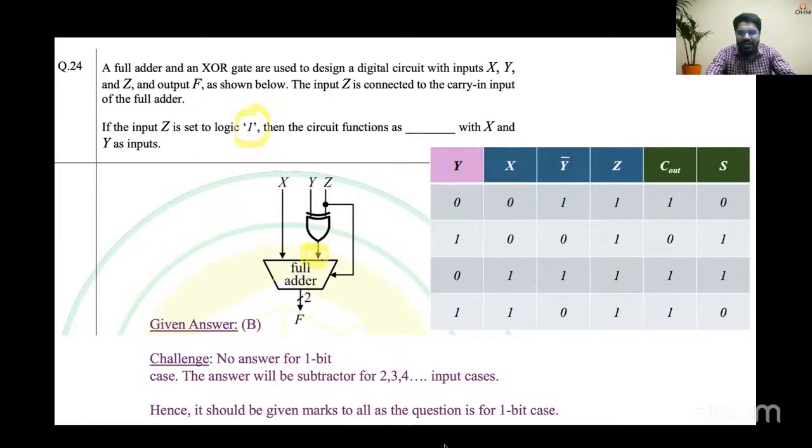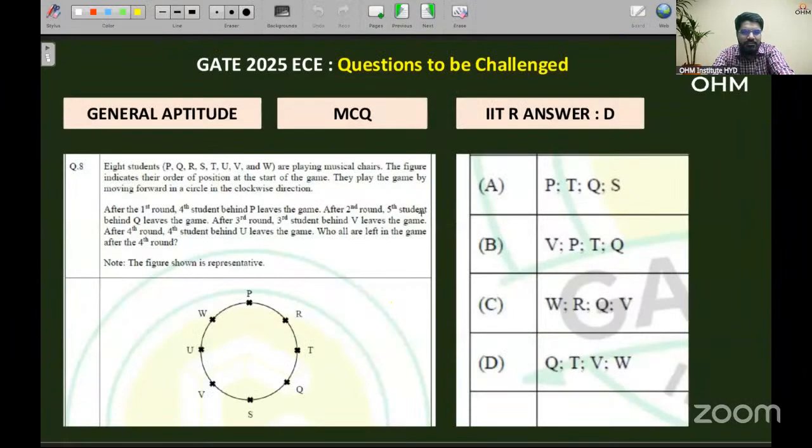So there is another question which was expected since day one. We were calling it MTA, that is the musical chair question. I'll also share my screen for a moment. I hope my screen is visible. This particular question, IIT Roorkee has even given the answer, and the answer given by IIT Roorkee is D. I'll just show you a simple scenario here.